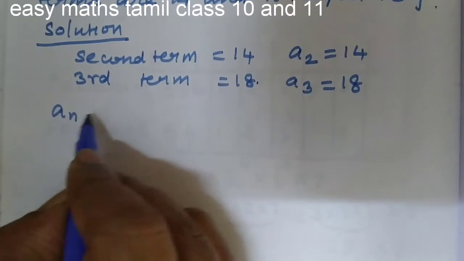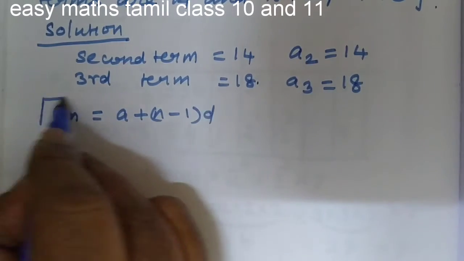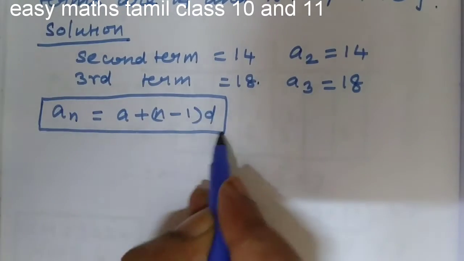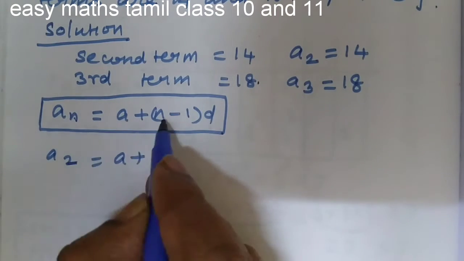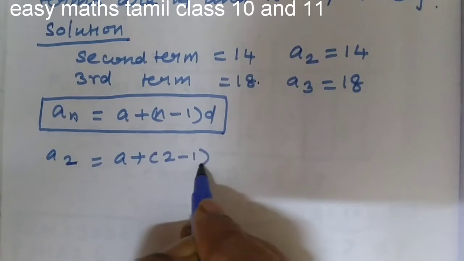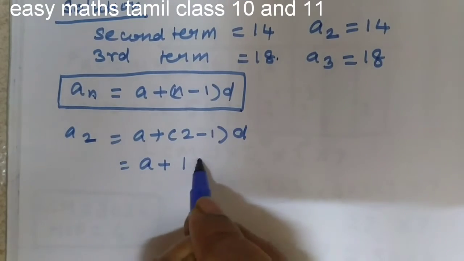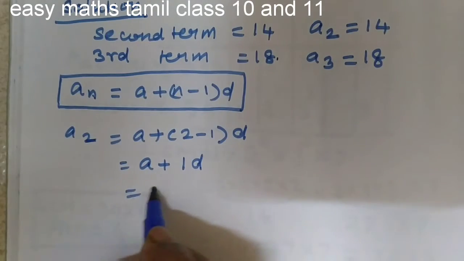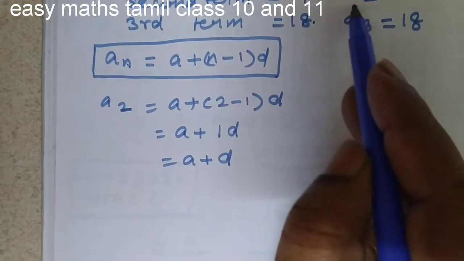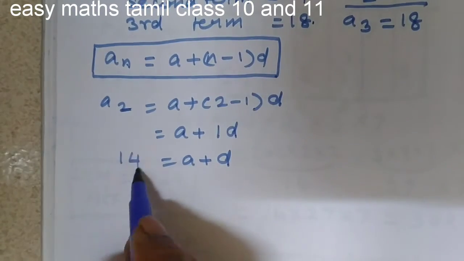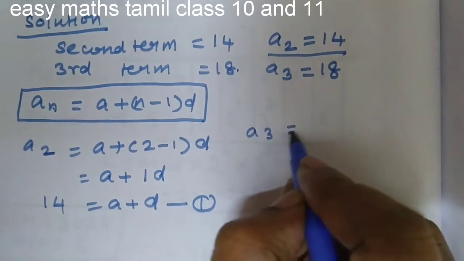Now the formula: An is A plus N minus 1 into D. So A2 is A plus 2 minus 1 into D. A plus 2 minus 1 is 1, so A plus 1 into D is A plus D. The value of A2 is 14. Take this as equation 1.